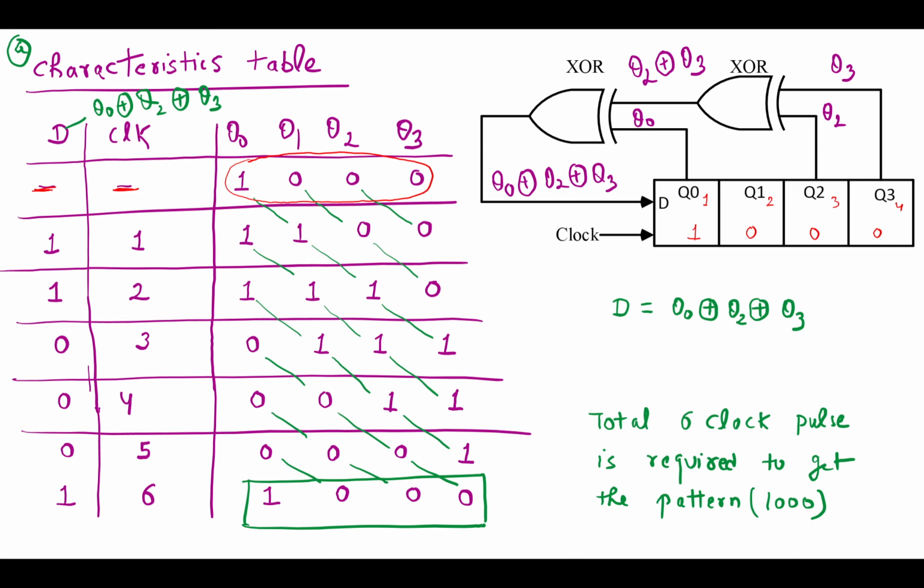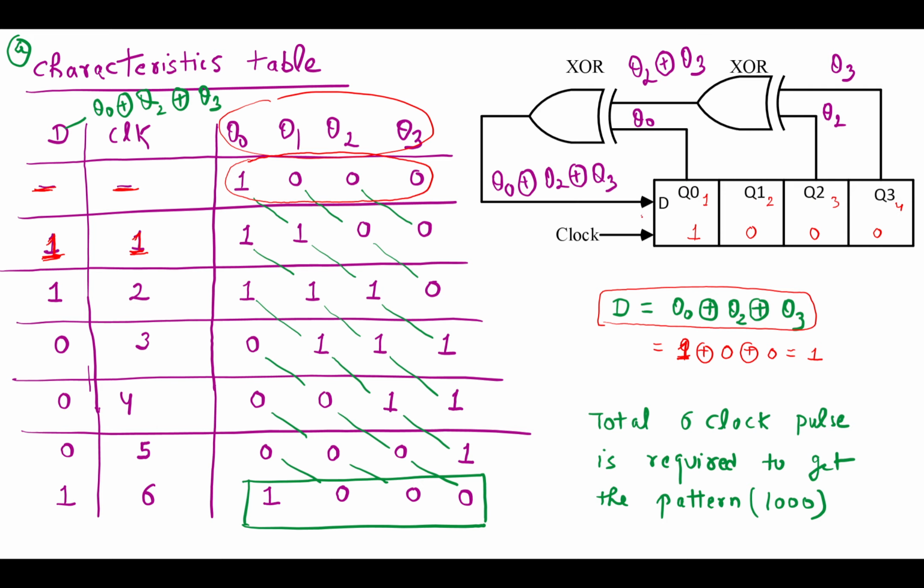Now we are going to apply the clock. Suppose we apply one clock, what is the D value? The D value is defined by this expression. Q0 value is 1, Q2 value is 0, and Q3 value is again 0. So 1 XOR 0 XOR 0 gives 1. So we now get D value 1 here.